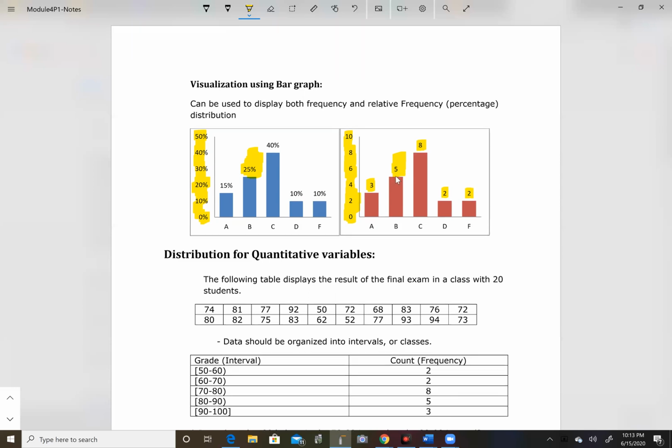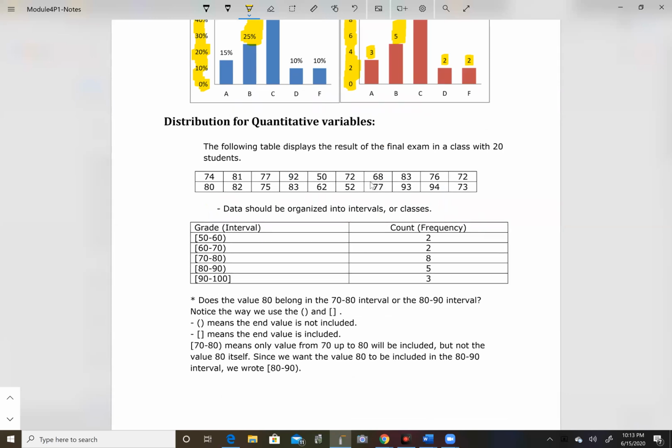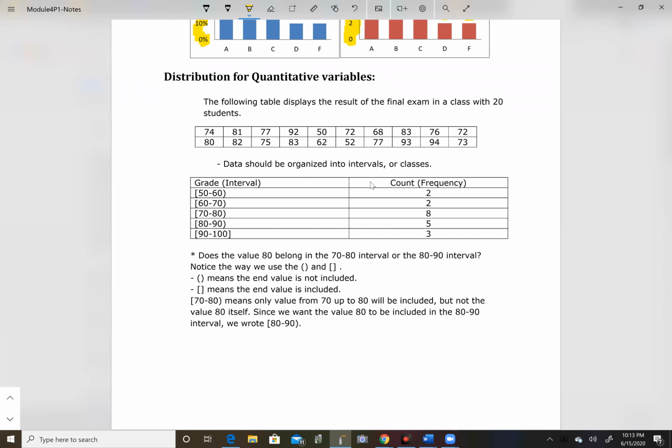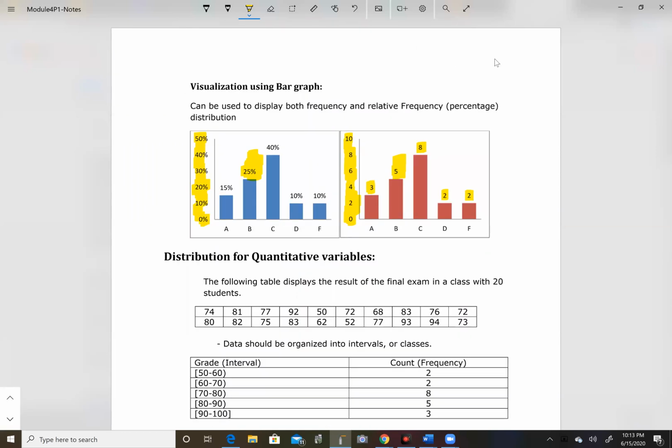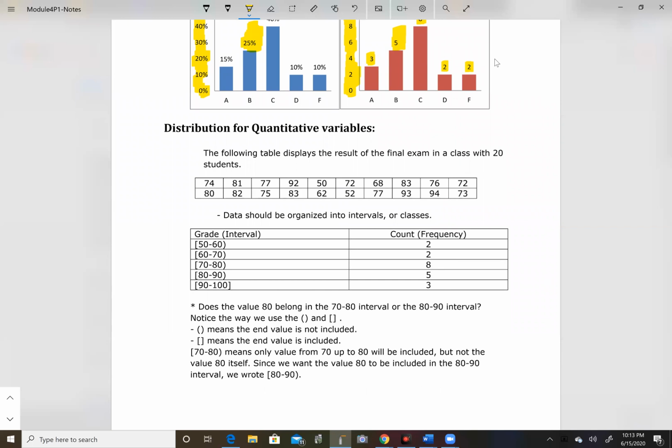Okay, now we get into quantitative variables. Before I get any farther, I'm going to go down and see what they've done. So we just talked about how we take our qualitative variables, which are variables that you can't really use a number to describe, and turn them into numbers by using frequencies and percentages. But for quantitative variables, we actually have numbers, okay? So the following table displays the result of the final exam with 20 students. But these are actual numbers for their grades as opposed to just their letter grade, okay?